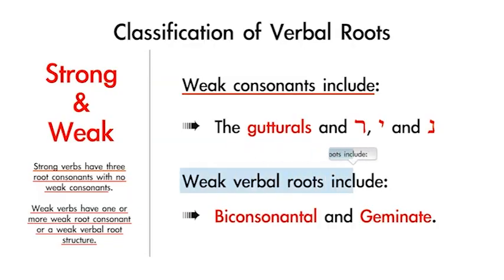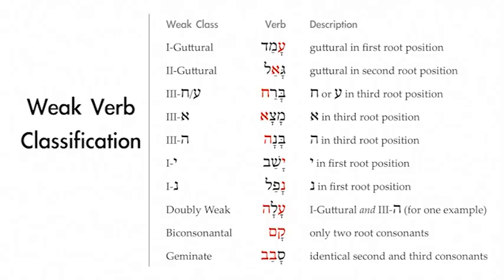There are also some weak verbal root structures. These include, for example, biconsonantal verbs and geminate verbs. Now, biconsonantal verbs have only 2 root letters instead of 3, and geminate verbs, like geminate nouns, have identical second and third root consonants. So you have weak root letters and weak root structures. And those are the classification systems that we're going to be using. So let's look at some examples together.